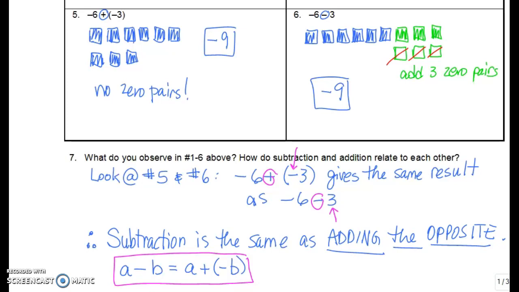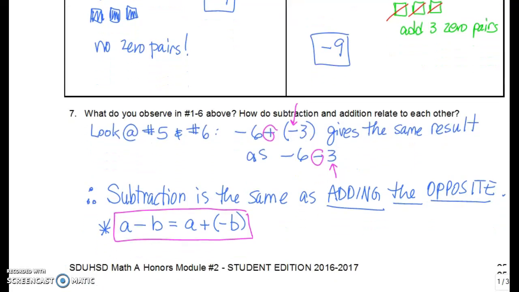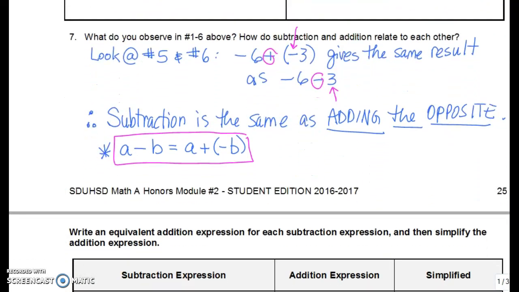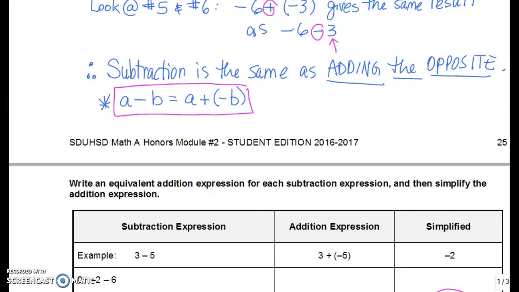So the big takeaway, and it's going to take some practice, is that subtraction is the same as adding the opposite. In general form, this expression is true. A minus B is the same as A plus -B. And this is the big idea that we're going to be working with in this lesson. We're going to be rewriting all subtraction expressions as addition. And the reason we do that is it's much easier to add than it is to subtract. All right, so if you will please turn the page, I'm going to talk about the example and number 8 with you.